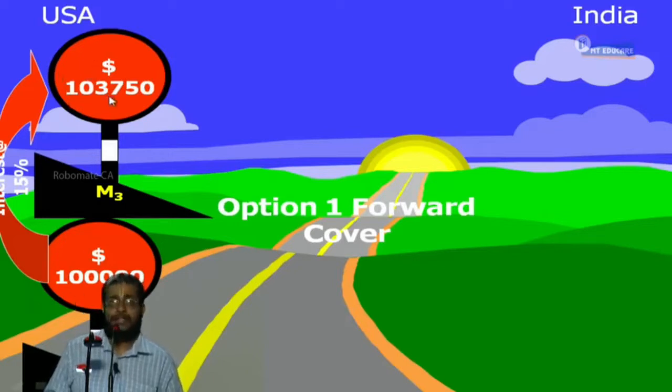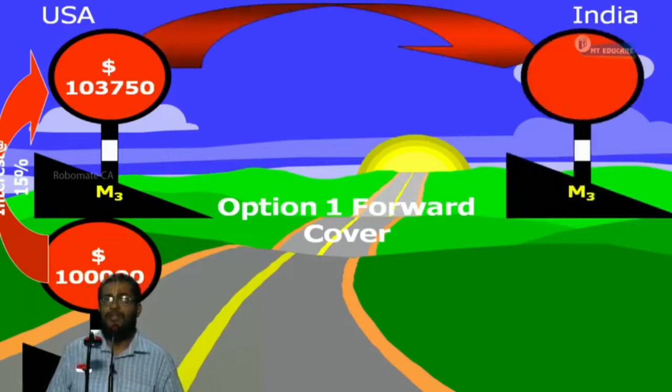But I'm going to pay after how many months? 3 months. That means my exposure becomes how many dollars? $1,03,750. At the end of the third month, these many dollars have to be purchased and settled. I purchase so many dollars using the spot rate or the forward rate? Forward rate. Forward bid rate or offer rate? Offer rate.